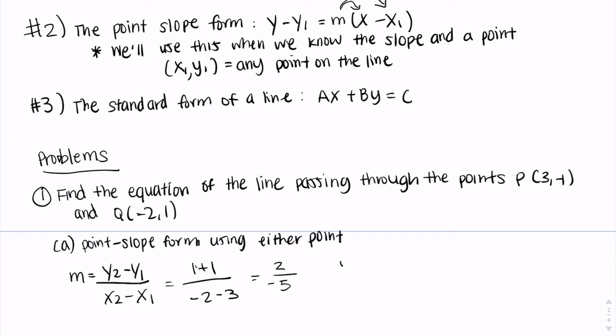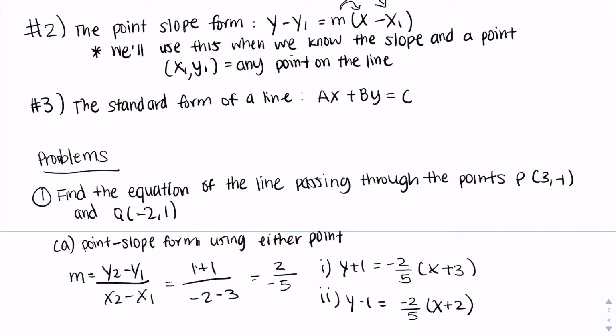represent the line as y plus 1 equals negative 2 over 5 times x minus 3. This will be correct, and as well as y minus 1 equals negative 2 over 5 times x plus 2. Oh, sorry, this is x minus 3. Mistake right here, it's supposed to be minus 3. So these two are correct.